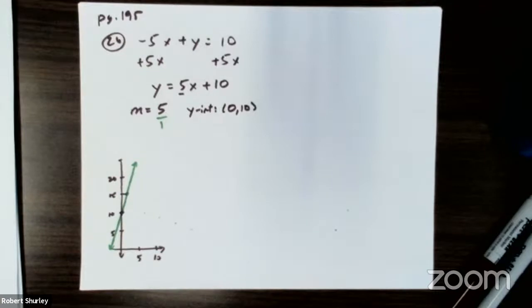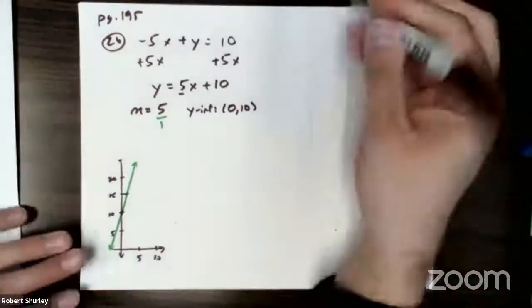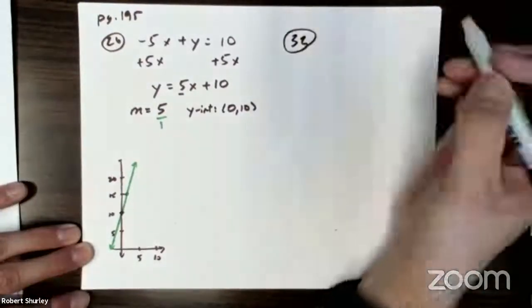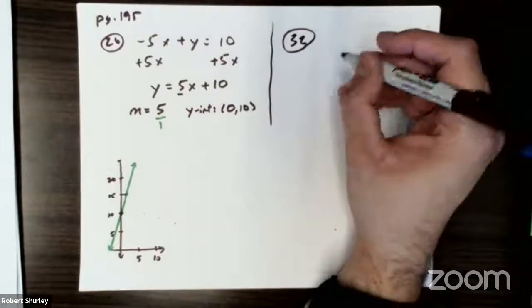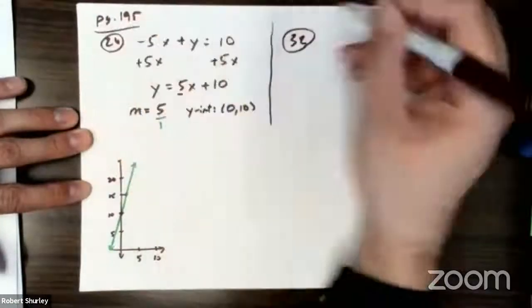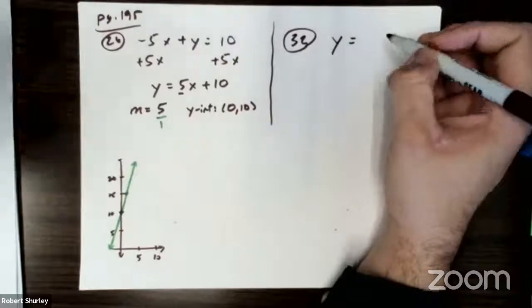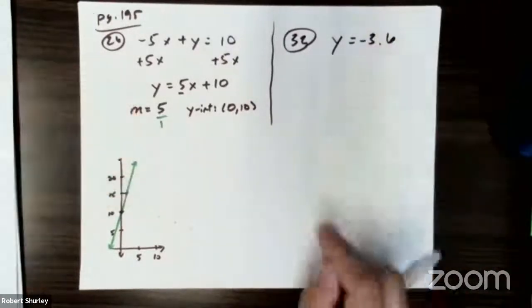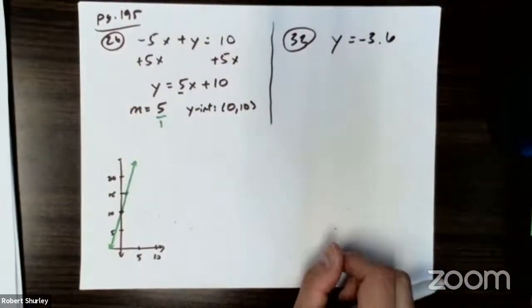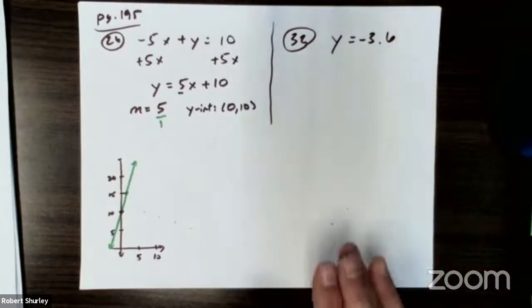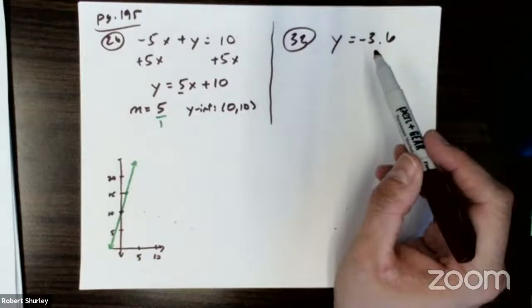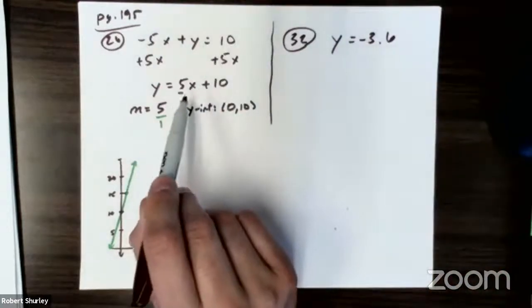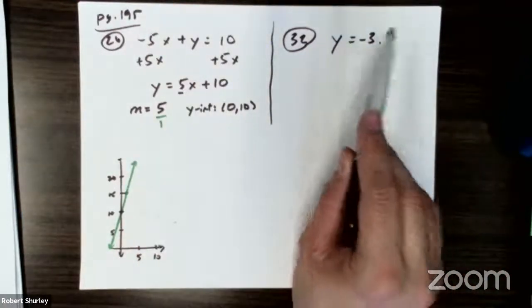Okay, so now let's do one that looks a little weirder, like 32. It just tells us, still page 195, y equals negative 3.6. Okay, whoa. Y equals negative 3.6. First off, it doesn't even have an x value, right? There's no x. We need an x for y equals mx plus b. This just has a constant.